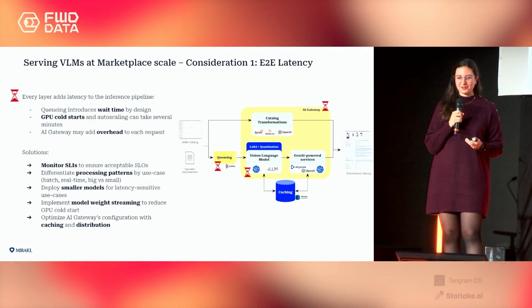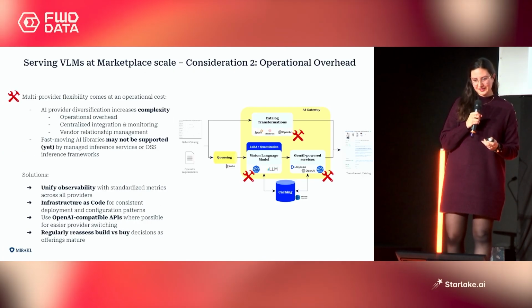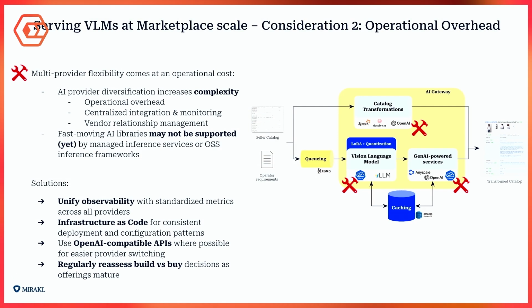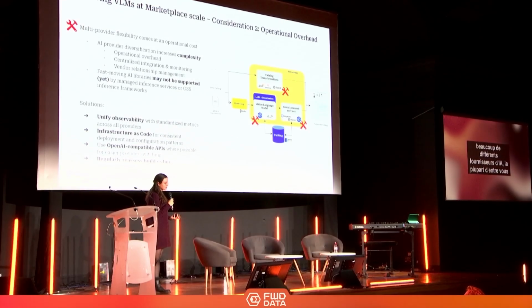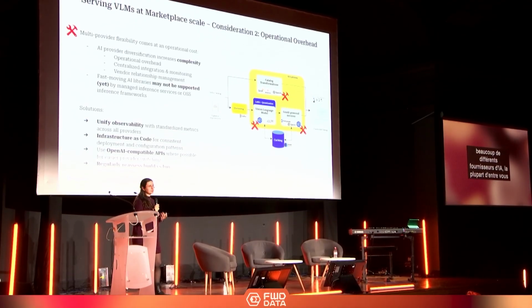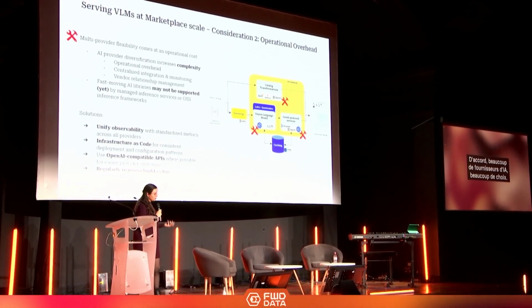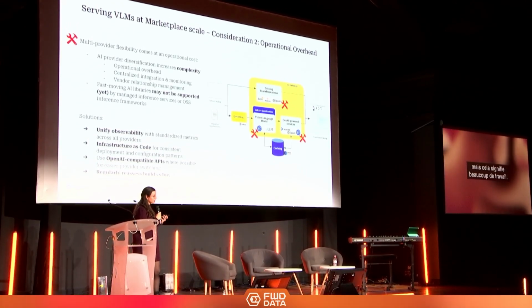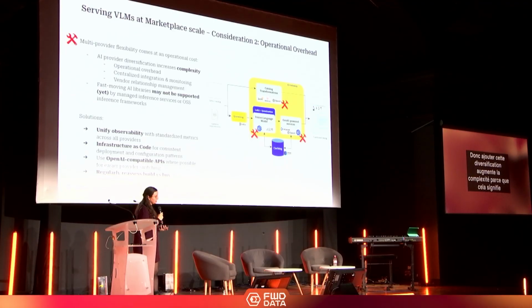So that's for the first consideration, latency. The second one is operational overhead. I guess when I spoke about having a lot of different AI providers, most of you had this question in mind. Okay, a lot of AI providers, a lot of choice, but that means a lot of work. So adding this diversification increases complexity because it means that there are people behind it working on operations, working on integration, monitoring, and making sure that the vendor relationship is strong.